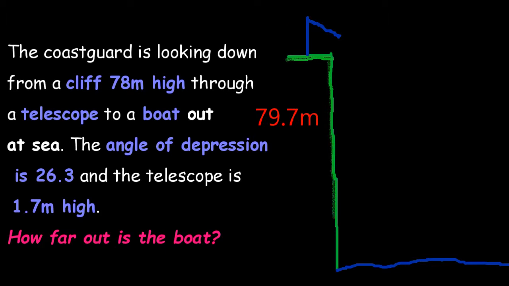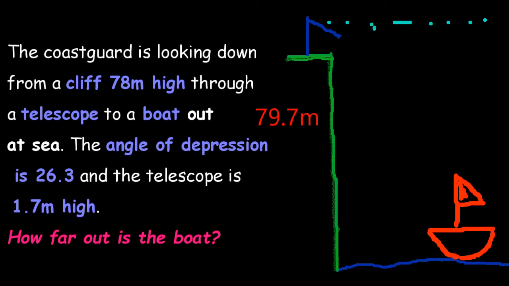Now the question tells us that the man is looking at the boat through the telescope, and it gives us one very important piece of information. It says the angle of depression is 26.3 degrees. So if we imagine the telescope is looking straight forward, then if it had an angle of depression, it means it would turn downwards by 26.3 degrees. I think of depression as feeling sad, meaning the angle is going downwards.